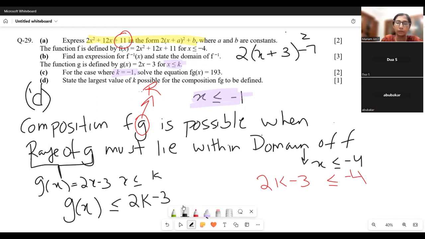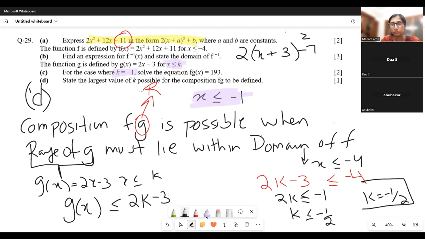So then we have 2k less than or equal to what? -1. k less than or equal to -1/2. So the biggest value that k can take should be -1/2. Yes, that is the correct answer.